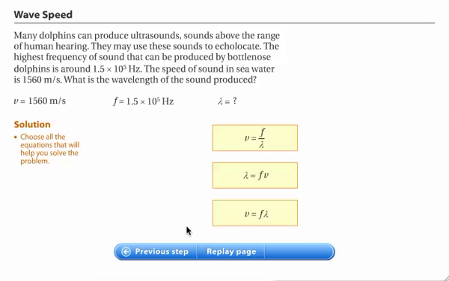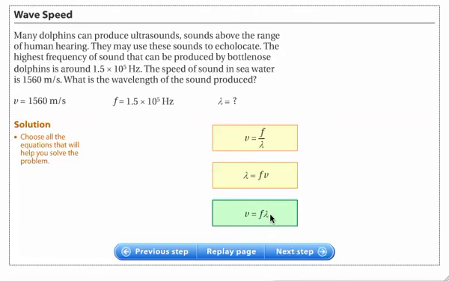Now we need to choose the appropriate equation for velocity, wavelength, and frequency. Well, you look at this and we know that we want the velocity, which is going to be in meters per second. Wavelength is in meters, and frequency is in hertz. And all a hertz is 1 over second. The equation that satisfies those requirements is this one right here.